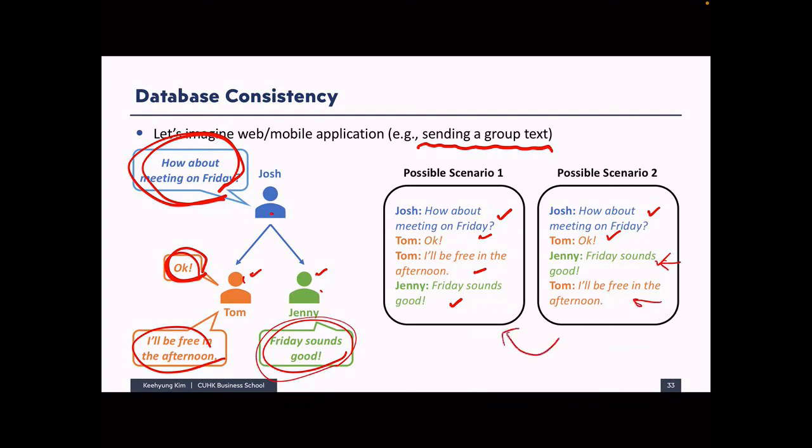And between the two possible scenarios, there is no problem, right? It doesn't matter whether Tom's message is shown first or Jenny's message is shown first. It doesn't really matter. So in this case, consistency is not that important. That's why we are using NoSQL to process a huge amount of data when consistency is less important in this kind of scenario.